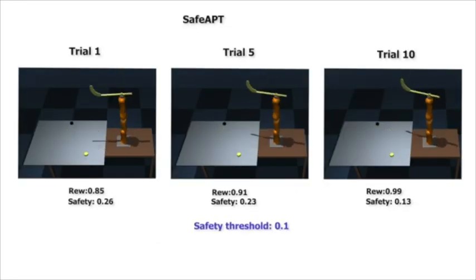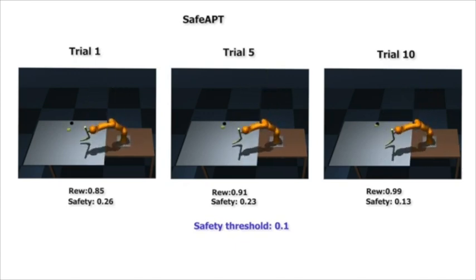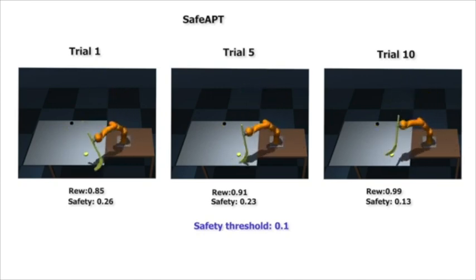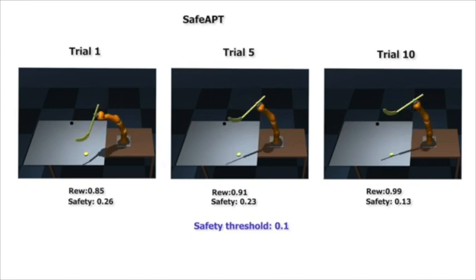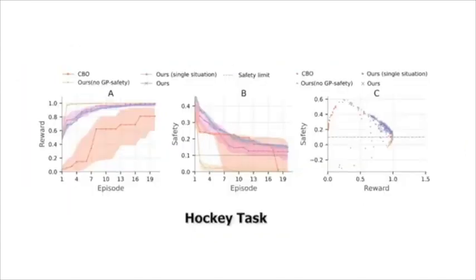In this task, the KUKA robotic arm has to learn to strike the hockey puck to place it on a given location on the table. To be safe, during interactions, the puck should not go out of the table. The reality gap here is due to the unknown friction between the puck and the table. We see that SafeApt finds high performance policy in about 13 episodes, or 2 minutes of total interaction on average, while maintaining safety during the interactions.